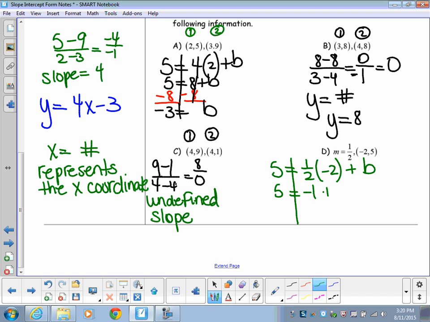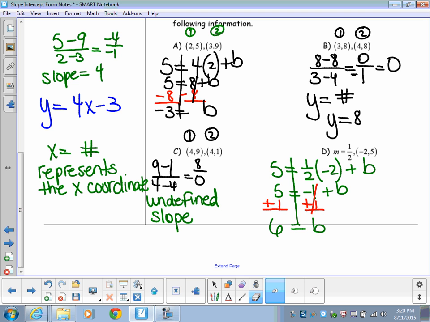-1 plus B. Again, I'm trying to make my letter lonely. So I take my -1, move it to the same side with my 5. Because my 1 is negative, when I move it over, it becomes positive. I cancel my 1's out. I bring down my B, and then I solve my problem. 5 plus 1 is 6. So my y-intercept is 6.